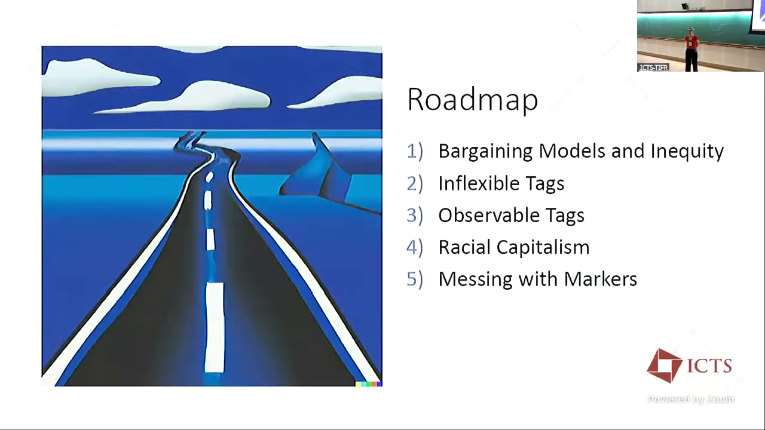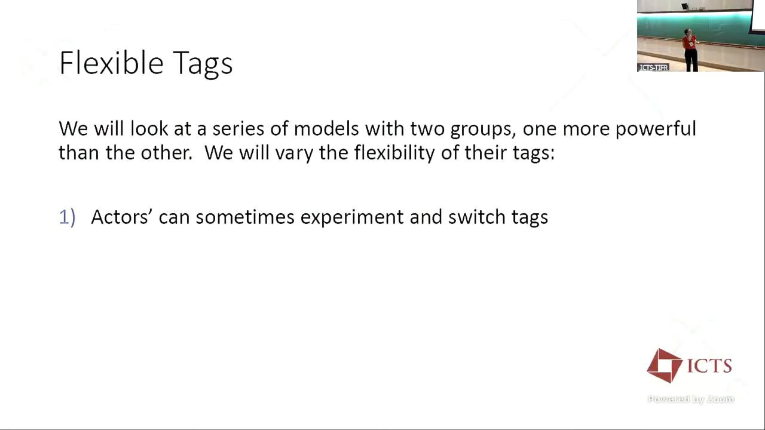Okay, so we're going to look at a series of models where we have two groups. We're going to assume that one is more powerful than the other, and I'll make that power difference as much as I can without disrupting the payoff structure of the game. So the disagreement point can't go higher than that low payoff without changing the equilibria of the game. But I'll just make one as powerful as it can be. So I put their disagreement point up very close to low. And then we start looking at different ways the tags could be flexible.